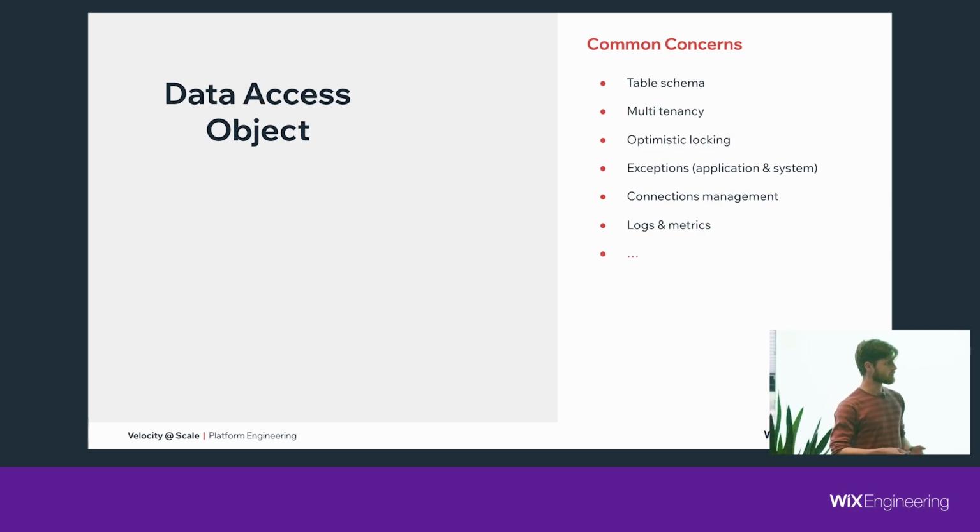Because in Wix, we store data from multiple sites, from multiple users, and the last thing that we want is for the data of one user to leak to another user. Yep, I got orders of someone else. Not cool, right? So I need to ensure that we have multi-tenancy. Then I have to make sure that I'm doing connection management properly, that I have logs and metrics, that the exceptions I return make sense, right? And then maybe I will re-implement optimistic locking for the fifth time, because why not?